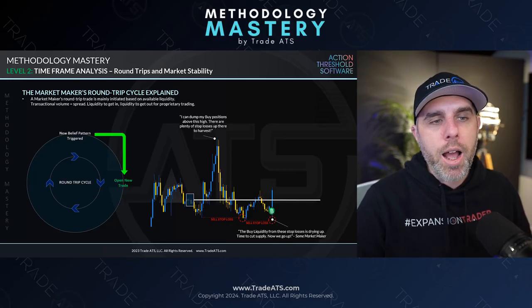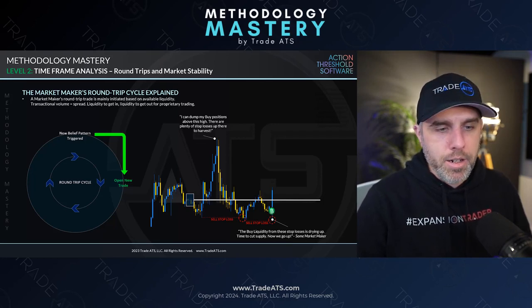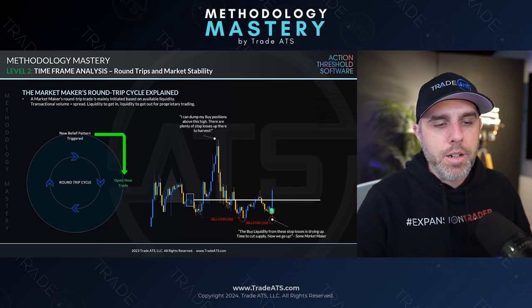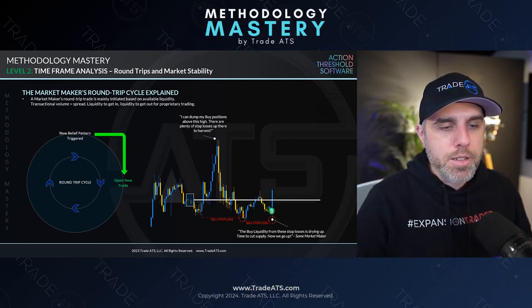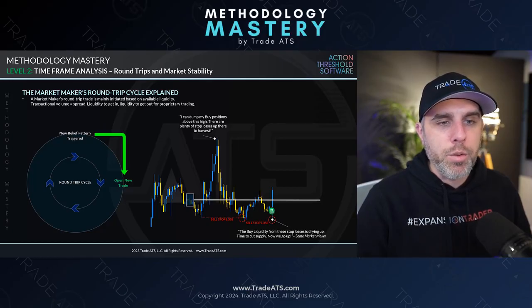They're looking at the high up above here. They're saying I could dump my buy positions above this high. There are plenty of stop losses up there to harvest. So what do we see here? We see not only a reason to get in, but the reason they believe they are going to make money is because they have the ability to accumulate buy inventory from stop losses, because those stop losses are all sell orders from previous buyers. That's why they're under the lows.